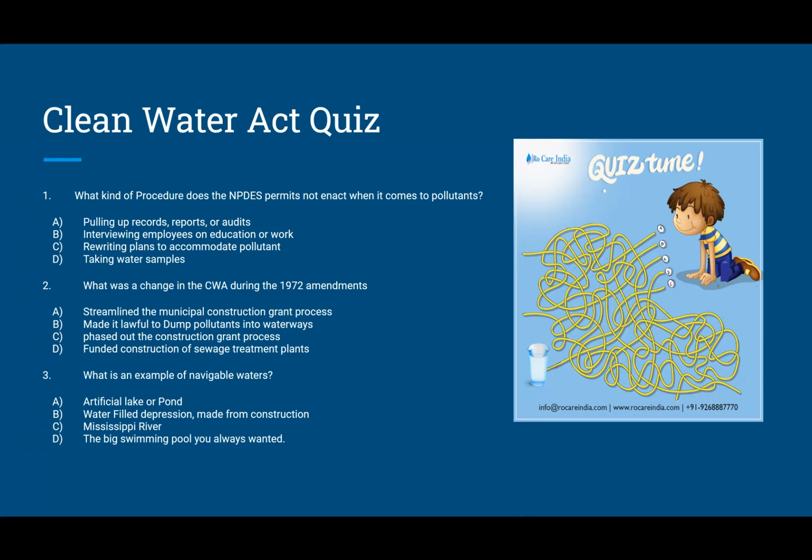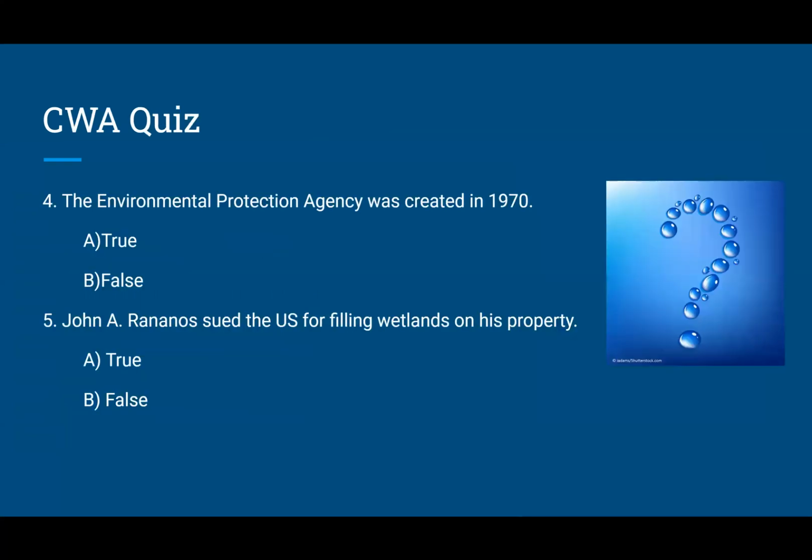Number 3, what is an example of navigable waters? A, artificial lake or pond. B, water-filled depression made from construction. C, Mississippi River. Or D, the big swimming pool you always wanted. This is the rest of the quiz, 2 more questions. These are going to be true or false. Number 4, the Environmental Protection Agency was created in 1970, true or false. And then number 5, John A. Rapanos sued the US for filling wetlands on his property, true or false?